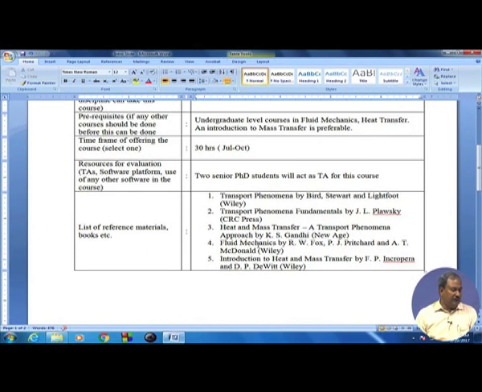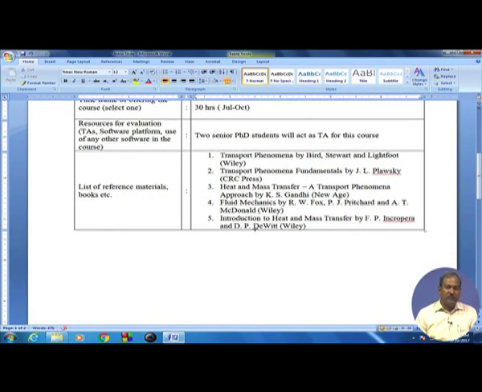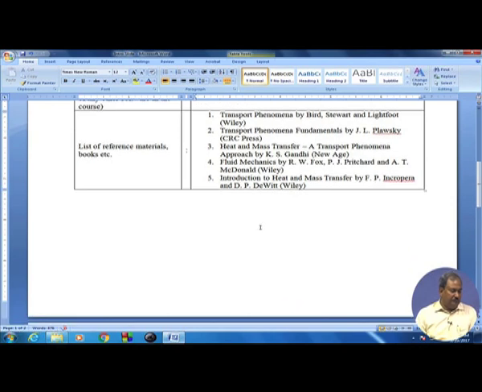The course will have a few textbooks and several reference books. The books that I am going to follow, from which you would get most of the information that I am going to present, are Transport Phenomena, a very classical book by Bird, Stewart and Lightfoot. Then Transport Phenomena Fundamentals by J.L. Plawsky, Heat and Mass Transfer, a Transport Phenomena Approach by Professor K.S. Gandhi of IISc Bangalore, Fluid Mechanics by Fox and McDonald, and Introduction to Mass Transfer by Incropera and DeWitt.